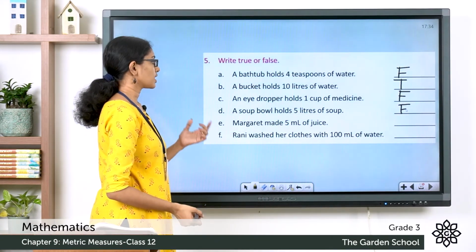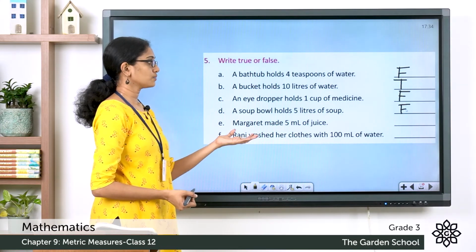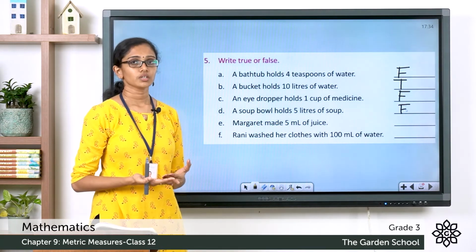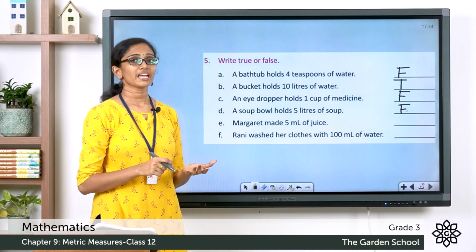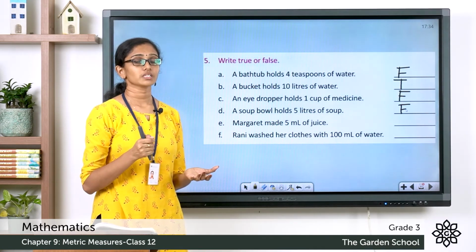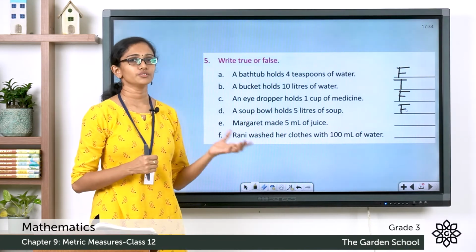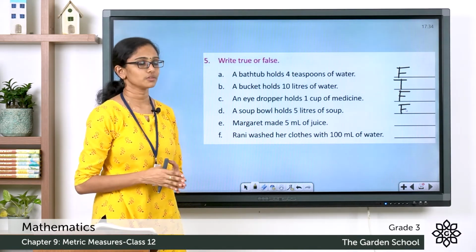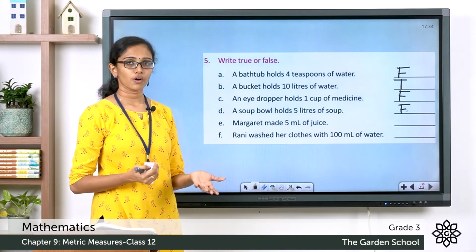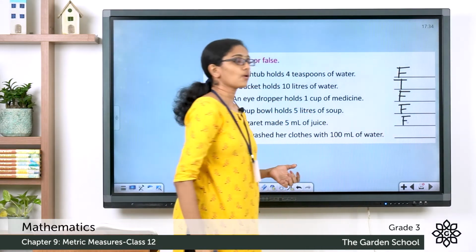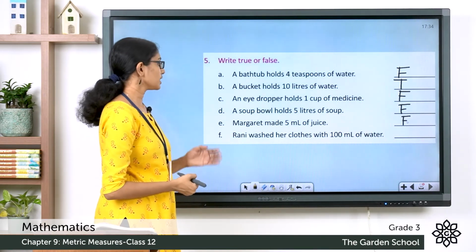Now the next one. Margaret made 5 milliliters of juice. See, when you make juice, you may be able to take 5 ml, which is 1 teaspoon, out of it. But to make 5 milliliters of juice is not practically possible. So that statement may be false. So you can write false there.